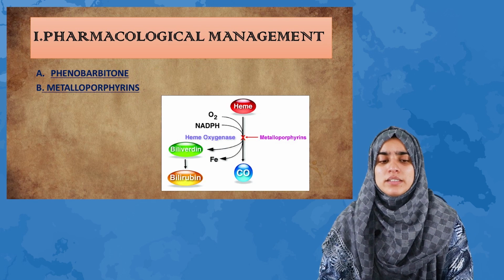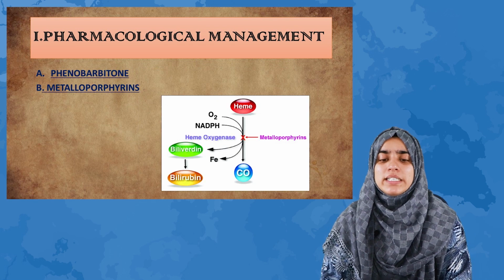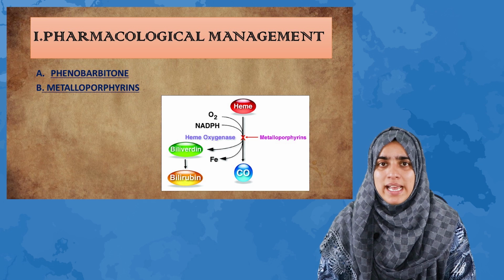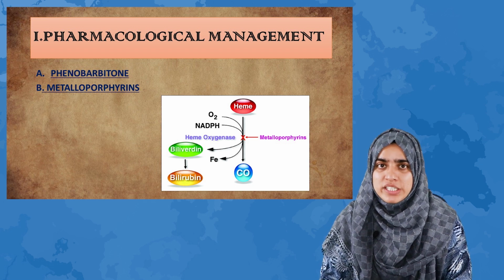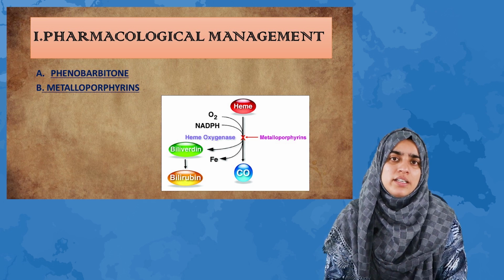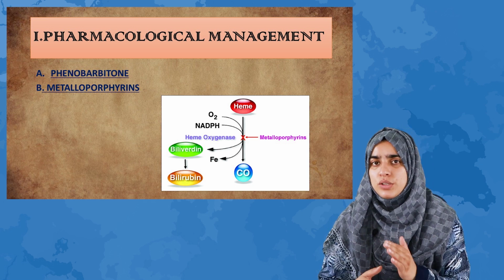The second thing comes the metalloporphyrins, especially the tin protoporphyrin and the mesoporphyrin, which will inhibit the heme oxygenase activity, thus reducing the breakdown of the heme to the biliverdin.